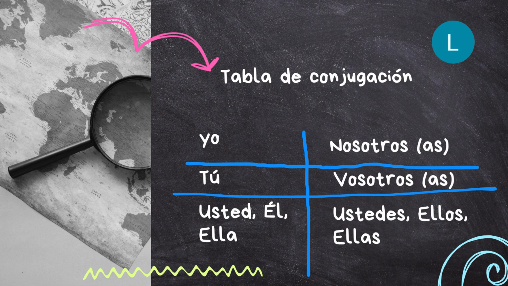Now, this order, it will really help you to learn any grammar related things in the future. So make sure that you know where the yo is located, the tú, usted, él, ella, nosotros, nosotras, vosotros, vosotras, ustedes, ellos, ellas. Not only the placement, but also what they mean.